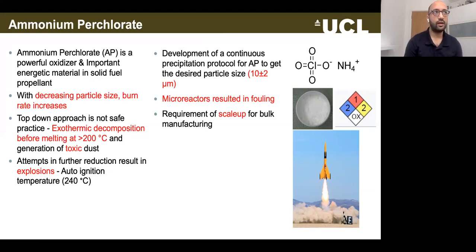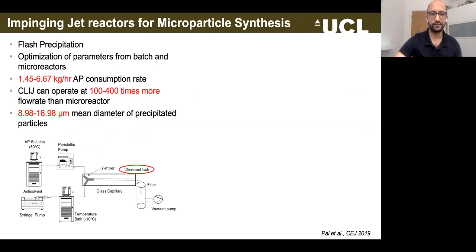For the top-down approach, we cannot use typical micronization methods like ball milling, which is not safe for this chemical, because it decomposes more when the temperature is higher, and it is also toxic. It generates a toxic dust, and it auto-ignites at 240 degrees. So it is a very toxic and dangerous chemical. So we used a bottom-up approach, which is basically the anti-solvent method, to make small particles of this ammonium perchlorate, in the range of 10 micrometers. And using these micronized particles will increase the burn rate to make solid fuel propellants.